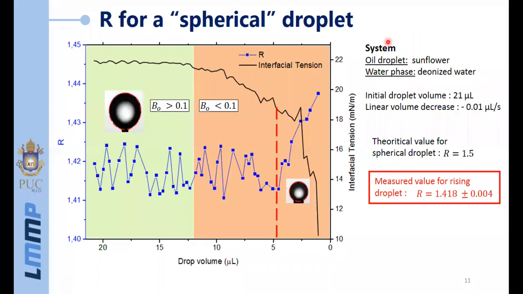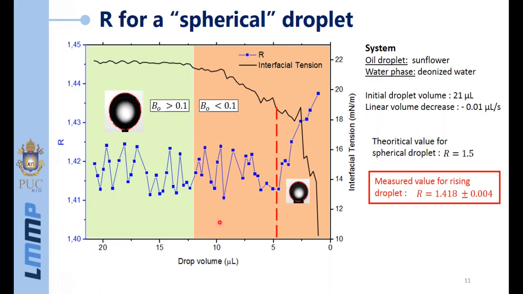To prove the concept, we work with a sunflower oil droplet in contact with a water phase. We formed the drop, waited for the equilibrium of the interfacial tension, and then started to decrease the volume of the drop. At the beginning, the Bond number is higher than 0.1. The interfacial tension remains constant and doesn't depend on the surface area. The R ratio is between 1.41 and 1.42.